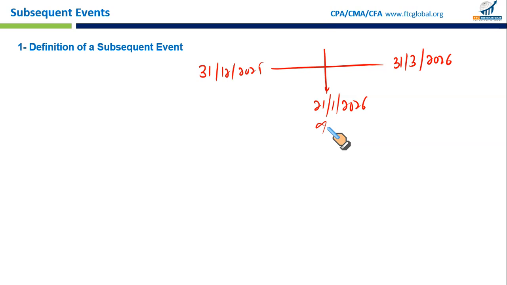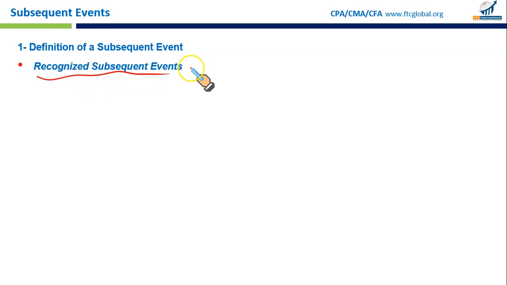So we categorize them into two main broad categories: recognized subsequent events and non-recognized subsequent events. Let us discuss these one by one. First, we have the recognized subsequent events. These events provide additional information about a condition that already existed on the balance sheet date.